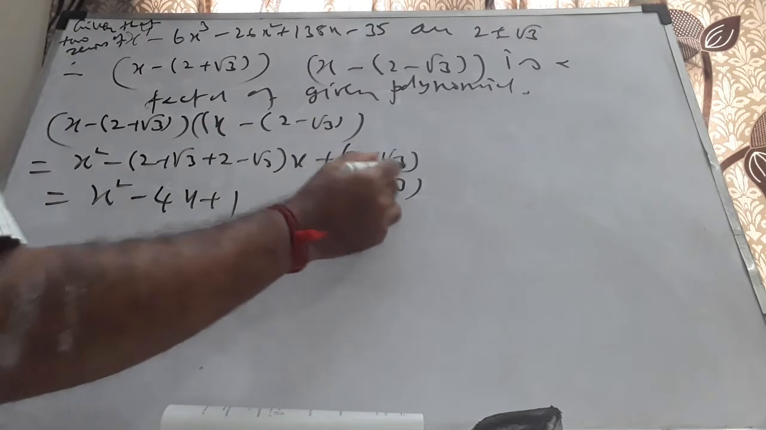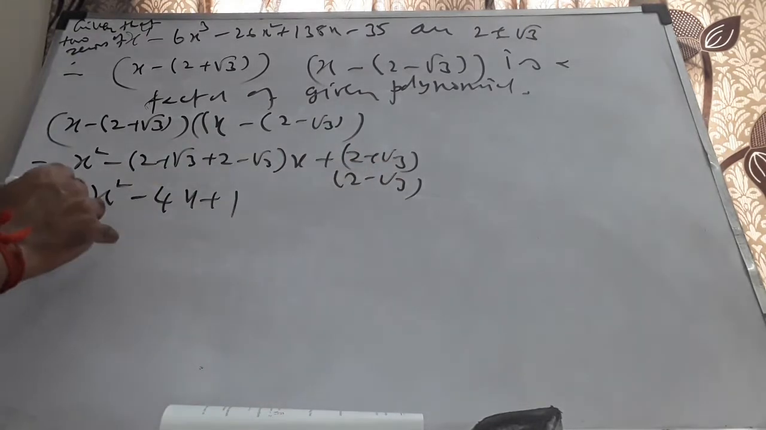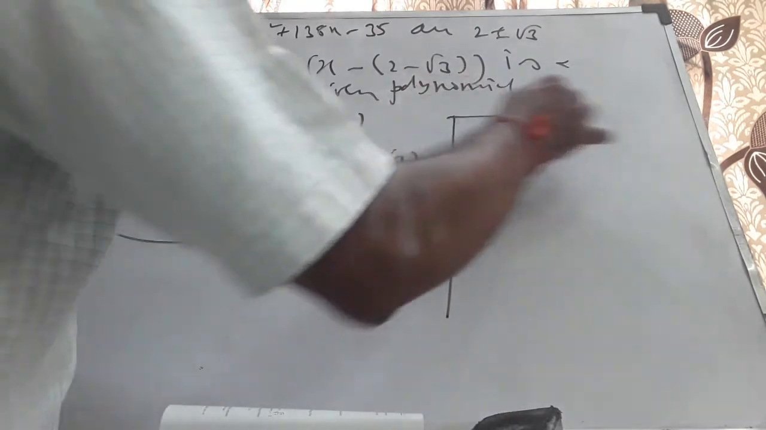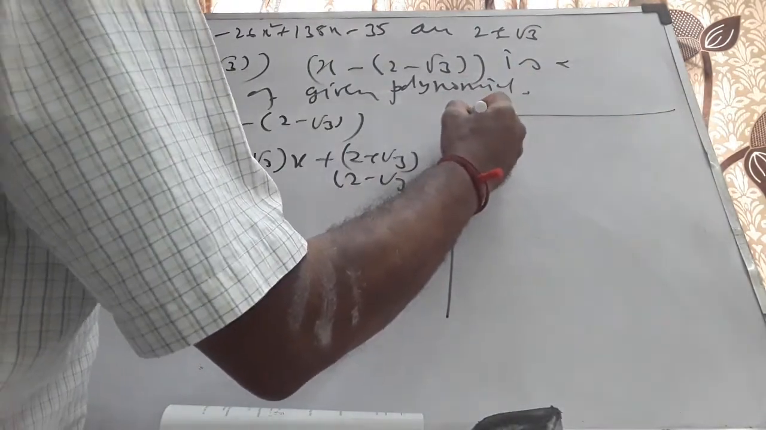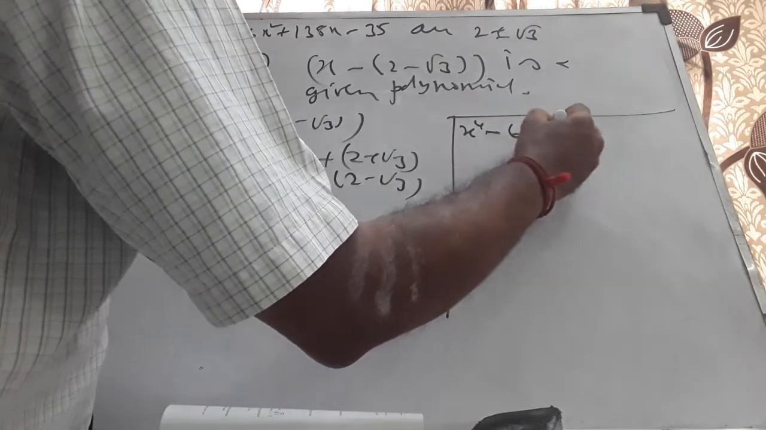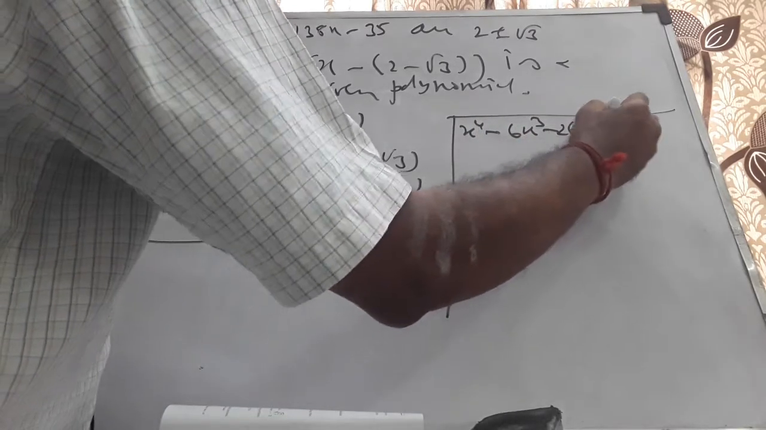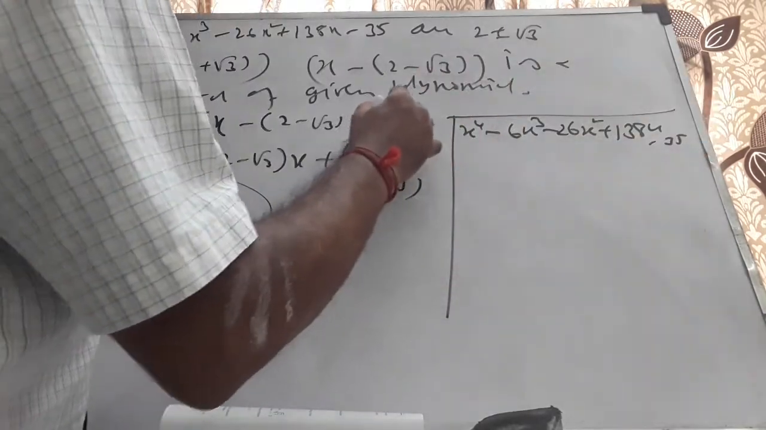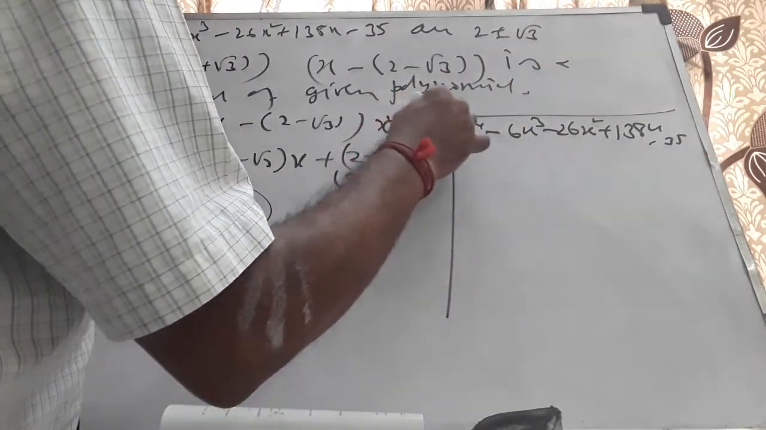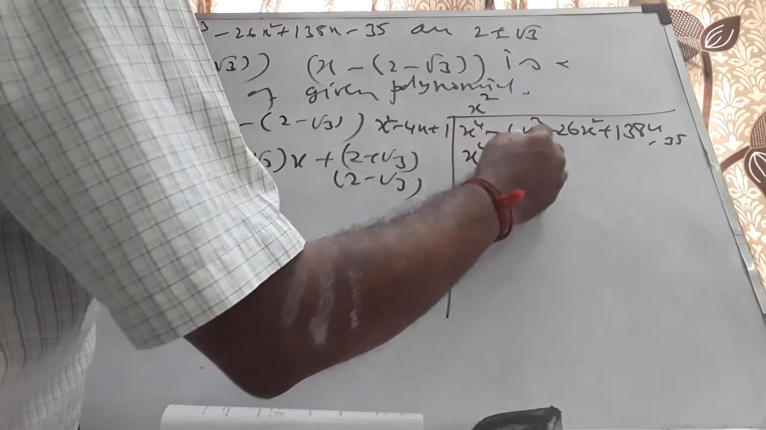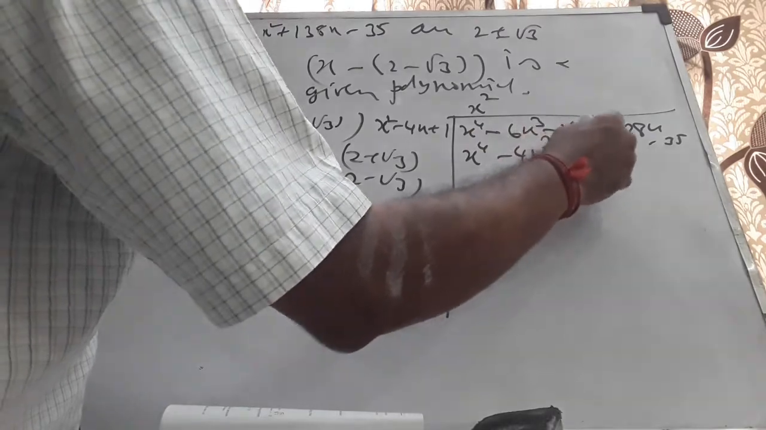Here I will use the (a plus b) into (a minus b) formula. Therefore, this quadratic is a factor. Let me just do long division. x power 4 minus 6x cube minus 26x square plus 138x minus 35, divided by x square minus 4x plus 1. x power 4 by x square is x square. This is x power 4 minus 4x cube plus x square.